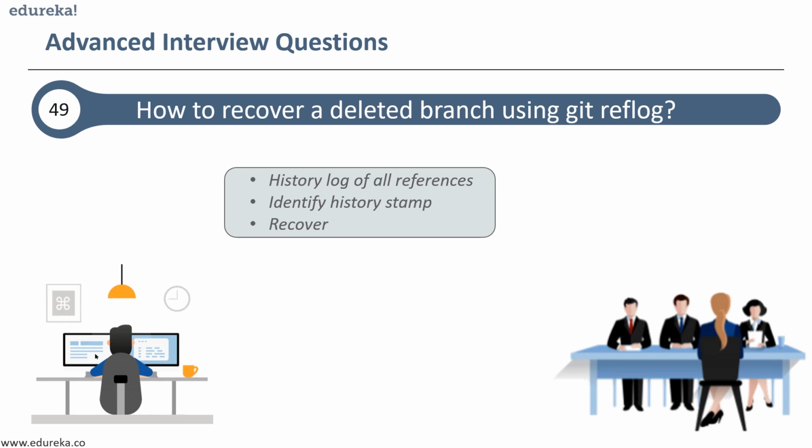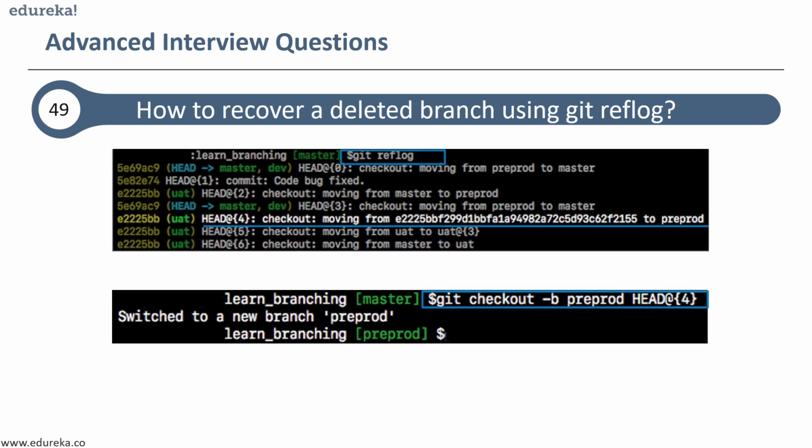So here, as you can see on the screen, these are the 3 steps that you must follow to recover a deleted branch. And I'm also going to show you the screenshots. Okay. So in the first step, you get the history logs of all the references. For that, you just need to type git reflog. And once you type this command, you can see the history log.